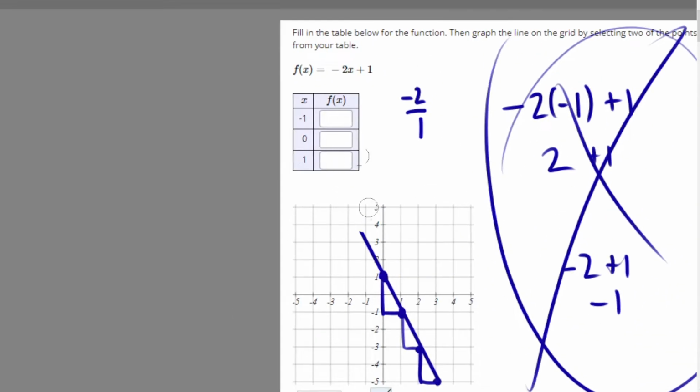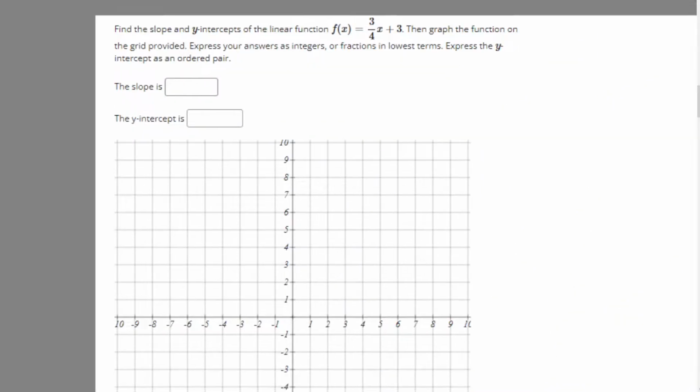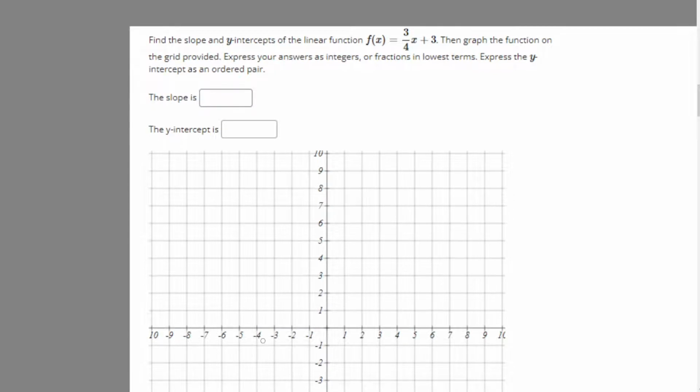But it could be useful for these ones to just do the points that you have already, because you are supposed to put them in that box anyway. Find the slope and y-intercept of the linear function f of x equals 3/4 x plus 3, then graph the function on the grid provided. Express your answers as integers or fractions in lowest terms. Express the y-intercept as an ordered pair.